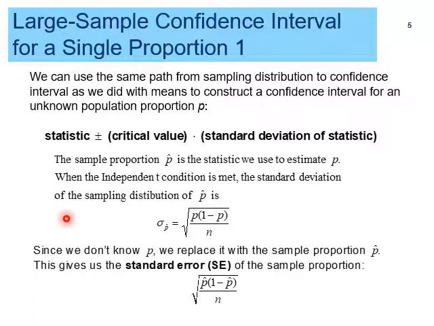Since we don't know p, we replace it with the sample proportion p hat, and this gives us the standard error of the sample proportion. Earlier we represented it as s over root n; now it is the square root of p hat times (1 minus p hat) divided by n. Earlier we were using p, here we are using p hat.